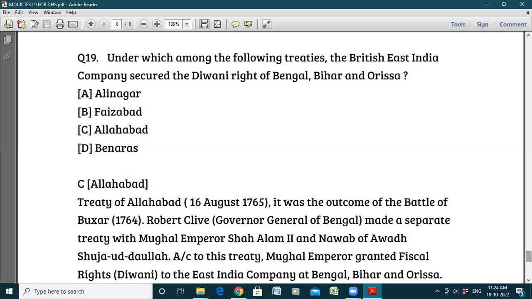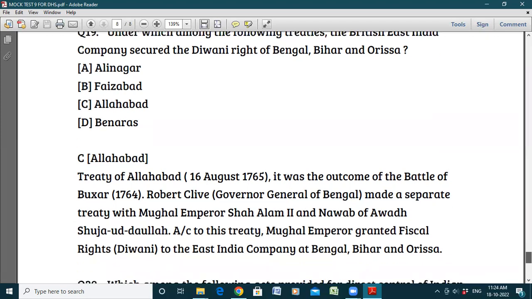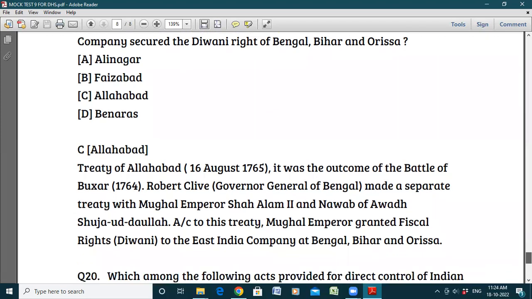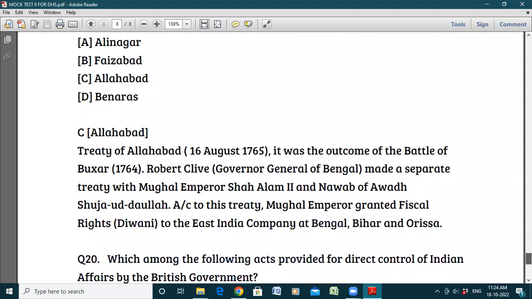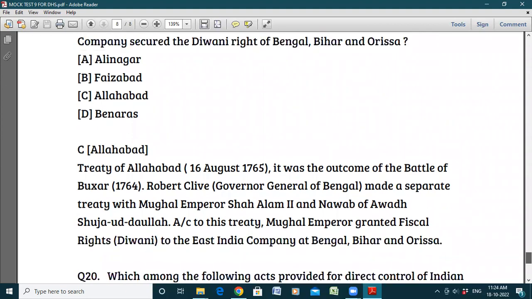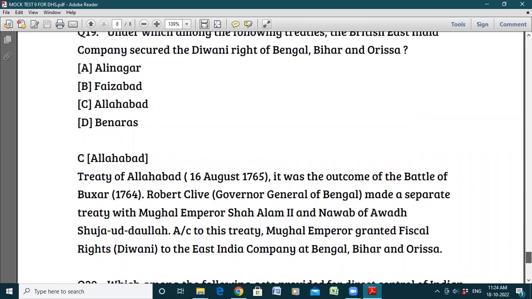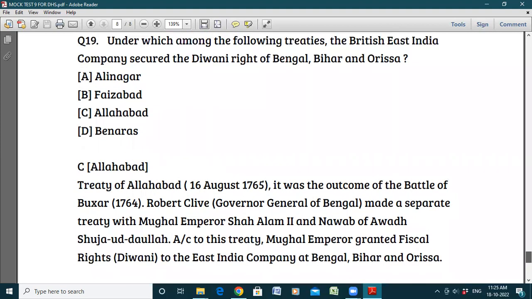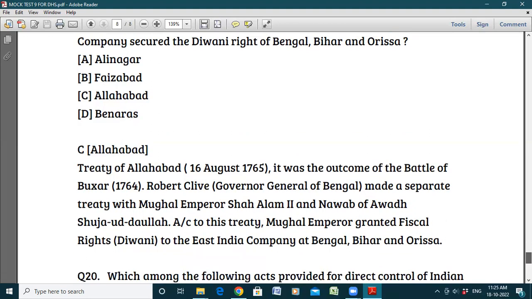And according to this treaty, Mughal Emperor granted fiscal rights, which we call Divani, to the East India Company at Bengal, Bihar and Orissa. So by which treaty was it done? Treaty of Allahabad of 1765, outcome of Battle of Buxar, that is 1764. Main person involved here is Robert Clive versus Mughal Emperor Shah Alam II and Nawab of Awadh Shujaudullah.